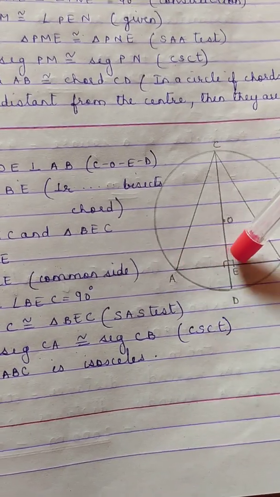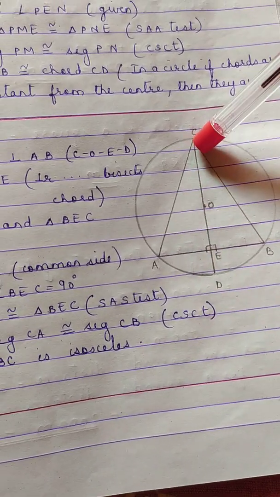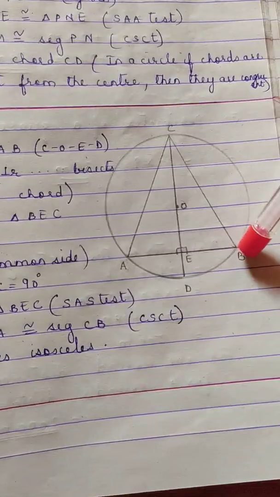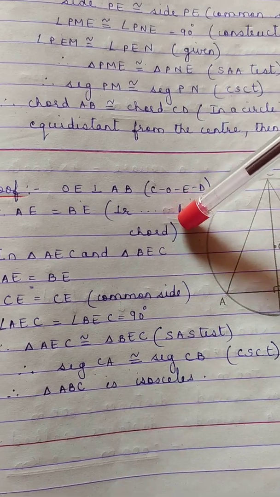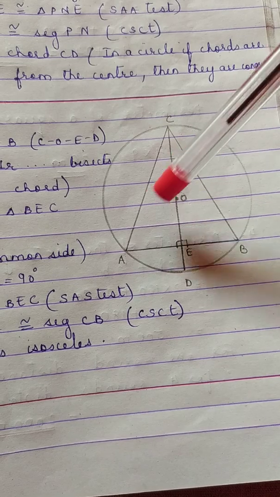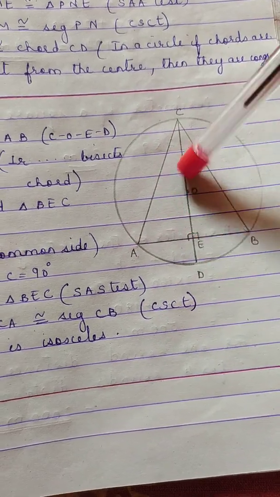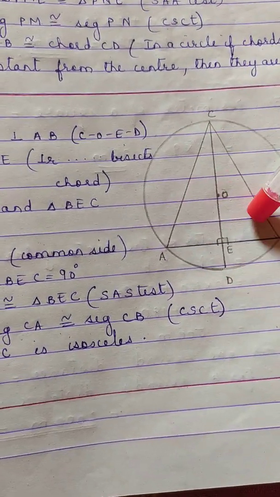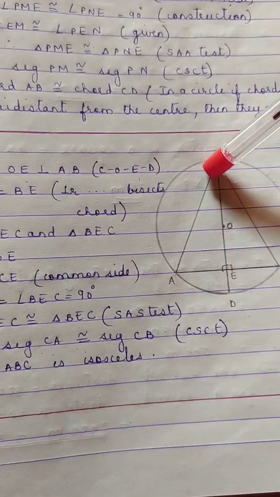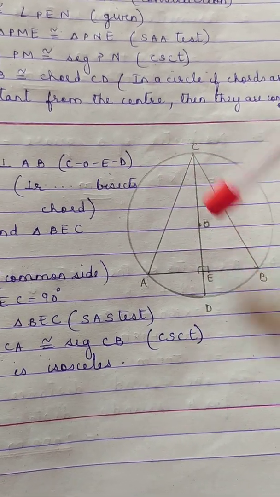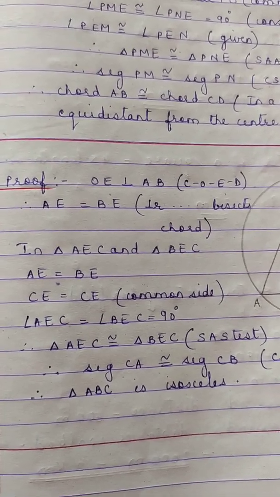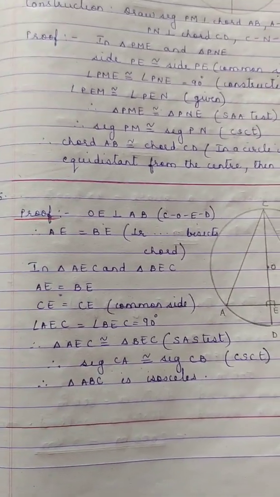Now take triangle AEC and triangle BEC. You have CE equal to CE, common side. You have AE equal to BE from the reason that we just gave. And you have angle AEC equal to angle BEC, which is 90 degrees. Therefore, the two triangles are congruent by SAS test. And hence, segment CA is congruent to segment CB by CSCT. Therefore, triangle ABC is isosceles. Okay. This is how we prove question number 6.